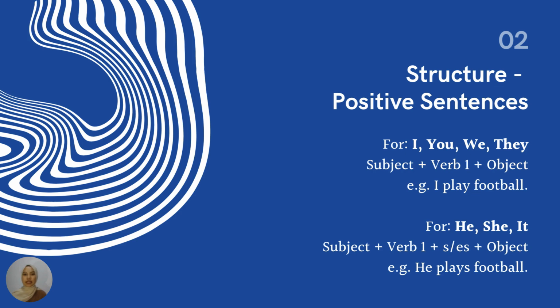And then this is the structure for positive sentences. For subject I, you, we, and they, you use subject plus verb one plus object. For example, I play football. For subject he, she, and it, the form is subject, verb one plus s or es, plus object. For example, he plays football.